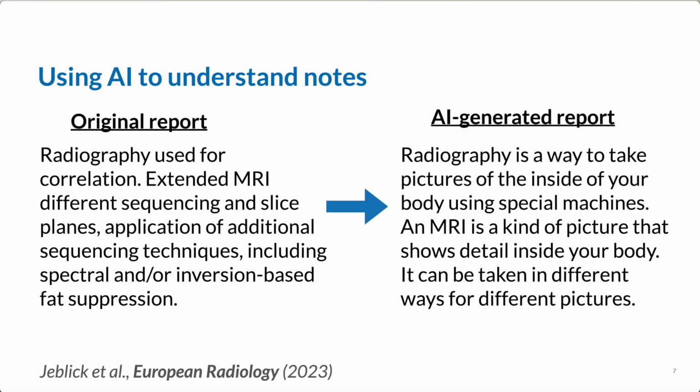Prior work notes that text simplification tasks using language models were largely seen as overall correct and complete. In this example, the text on the right-hand side is significantly simpler compared to the original report, while the original report on the left uses jargon such as radiography, MRI, sequencing techniques, and inversion-based fat suppression. The right-hand side defines these terms in simpler language.